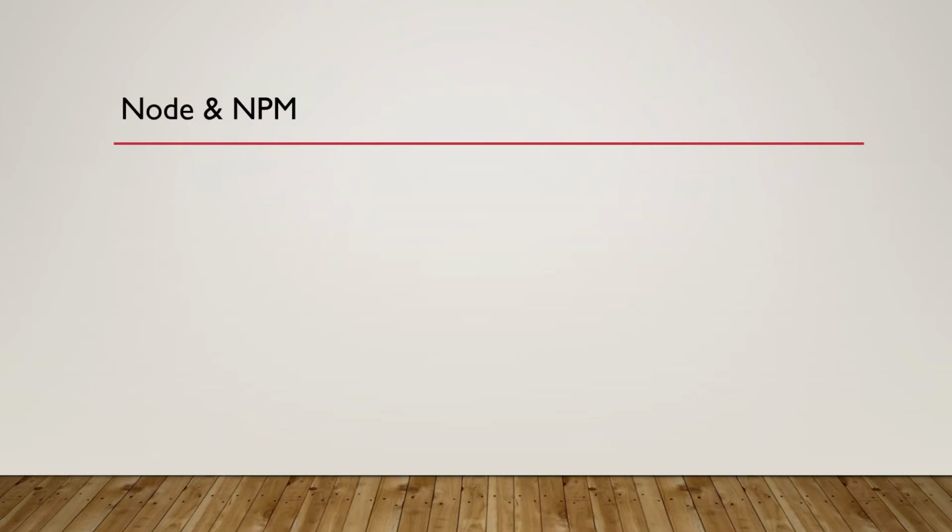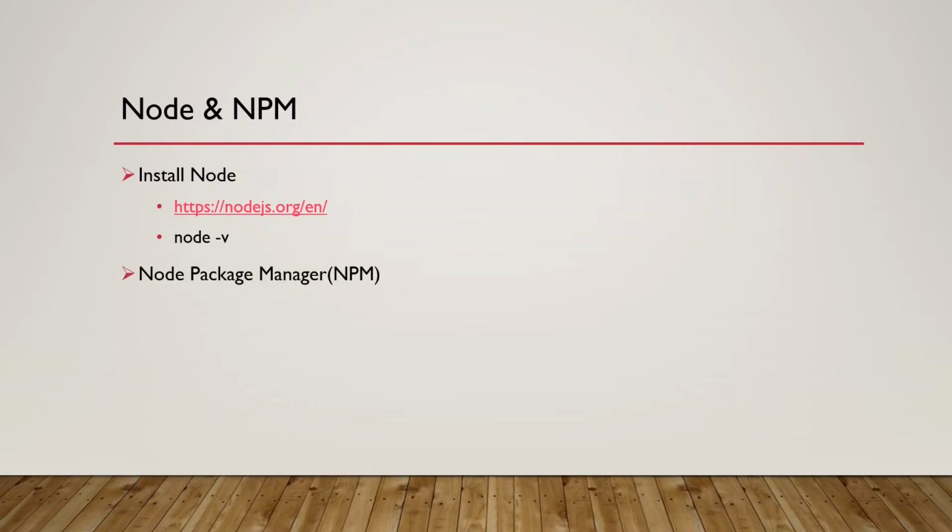The Node.js package includes both Node and npm executables. Hence, there is no need to install npm explicitly. To install Node, we need to download it from its official website. To check whether Node is installed properly or not, we need to open the terminal and type node -v. Same with npm as well. We need to check by typing npm -v.